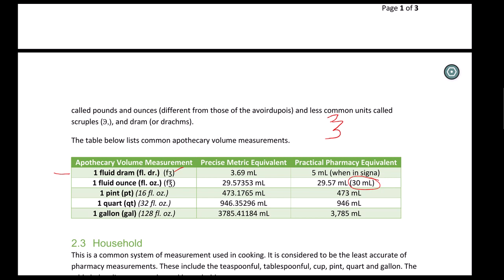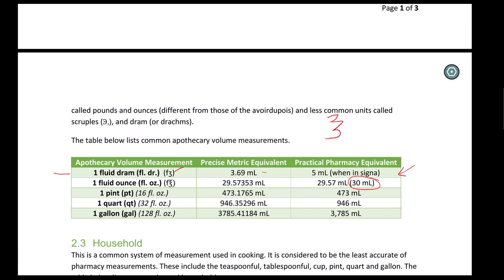One fluid dram is 3.69 mLs. It doesn't convert all that well, but remember how we talked about the signa of a prescription, we use it to designate 5 mLs. This is where we're pretty much going to be seeing that. I've seen it a handful of times in my career as a pharmacist, so not that often, but you will see it in the signa. It means a teaspoon or 5 mLs.